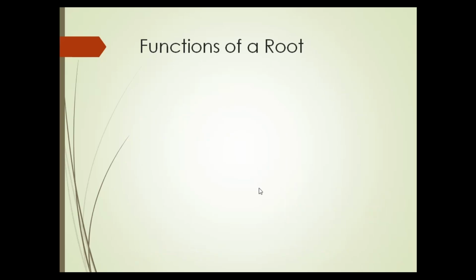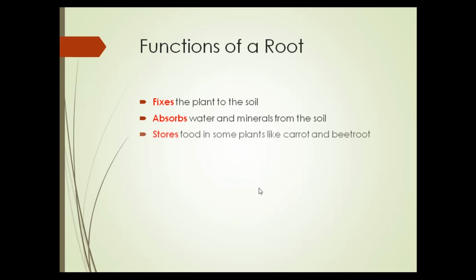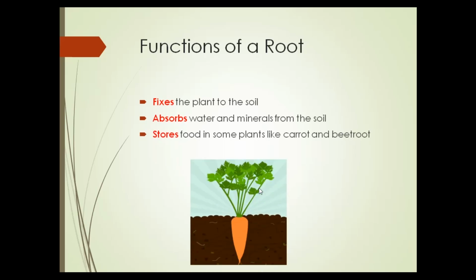Now let us see the typical functions of a root. It fixes the plant to the soil. It absorbs water and minerals from the soil. It stores food in some plants like carrot and beetroot. I've just shown a picture of a carrot, where the root is a taproot and food is stored in it.